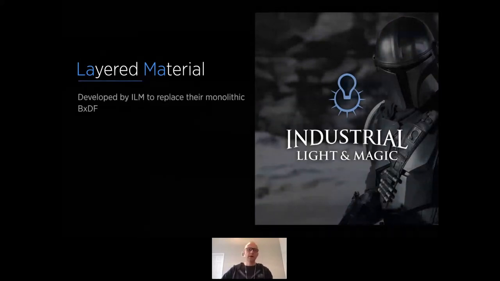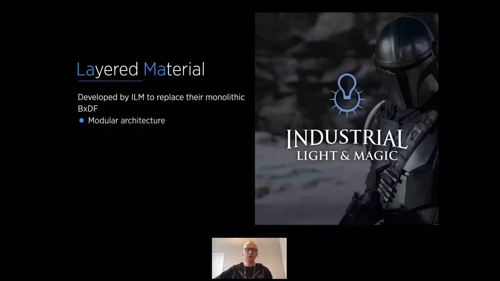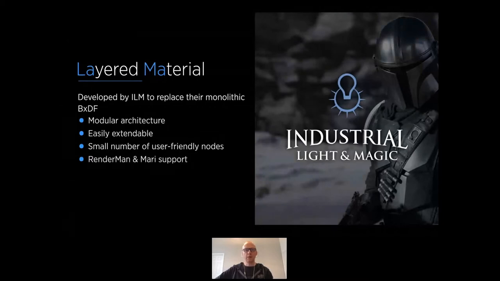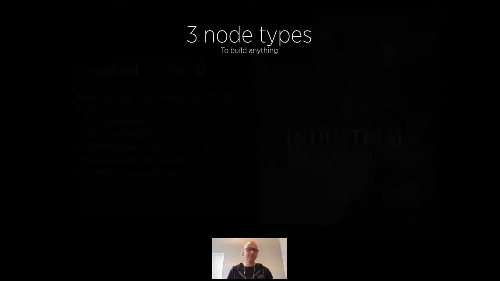It was developed at Industrial Light and Magic to replace their previous solution, a monolithic BXDF with a prearranged combination of lobes, similar to Pixar surface. The main idea was to separate the lobes to create arbitrary combinations and make it easier to add new lobes whenever necessary. Lama is a node-based system with a small number of user-friendly nodes. It is currently implemented in RenderMan RIS and Mari, and it has become a production-proven tool at ILM.